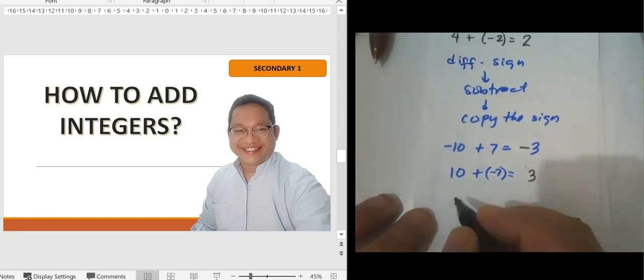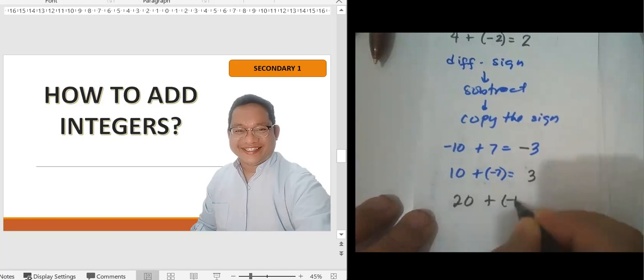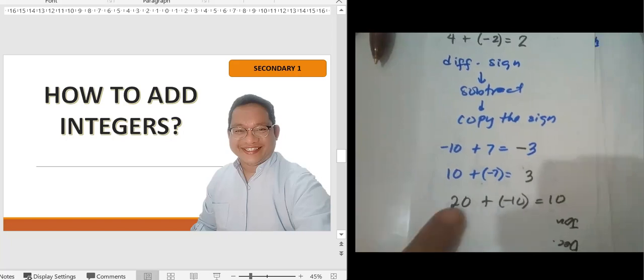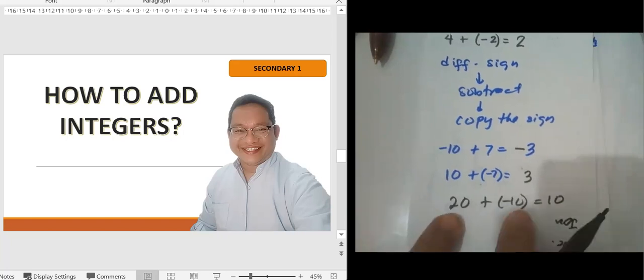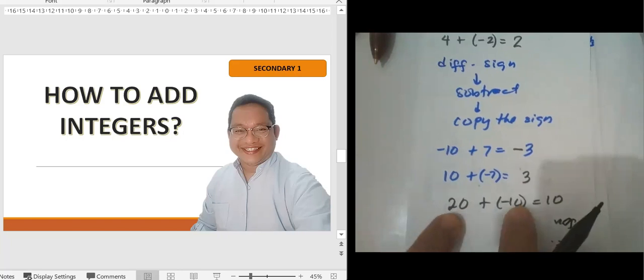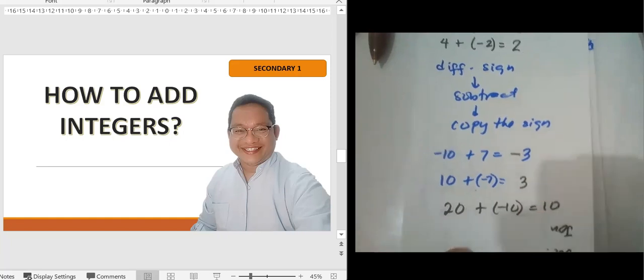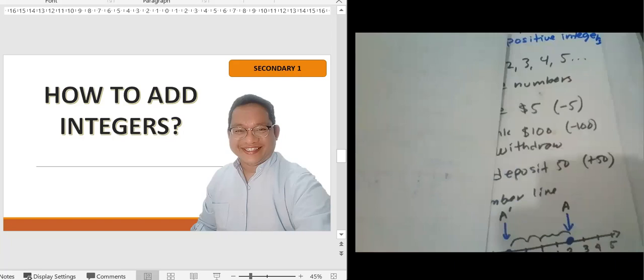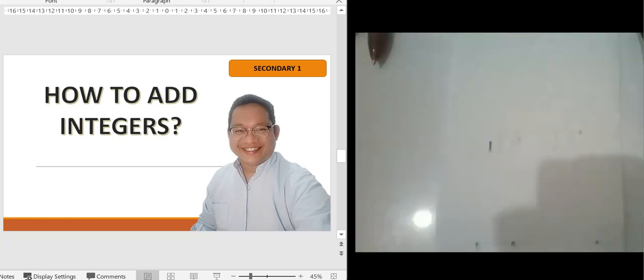So let's say, for example, that you have 20 plus negative 10. Of course, the answer is positive 10. You know the reason? Because they have unlike signs, you just simply subtract them, 20 minus 10. That's the answer, and you copy the sign of the bigger number, which is positive 20. So it's actually very easy to add integers.